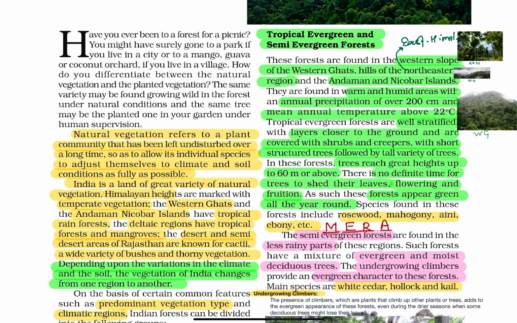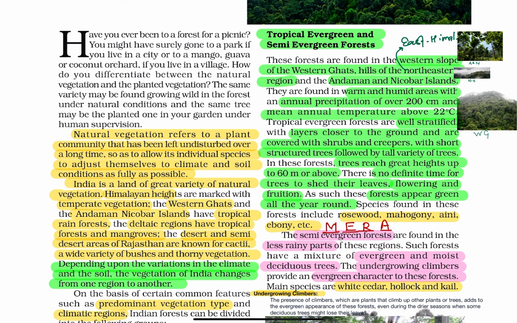Just giving an example. So basically what happens in the evergreen kind of forest is that they don't shed their leaves all at once. There is no particular time when all the trees are shedding their leaves all at once. If they did, they would not look evergreen, correct? So they will shed their leaves, but at different times.